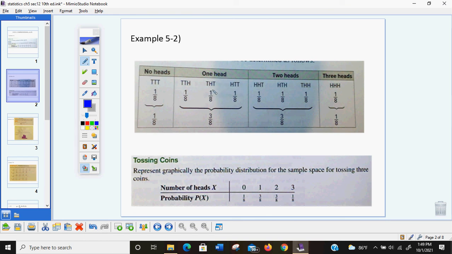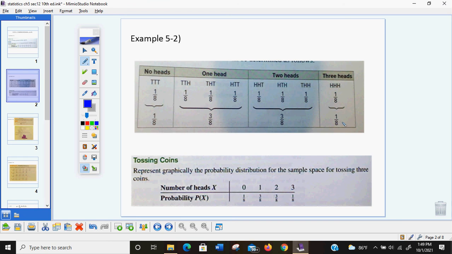That happens 1/8, 1/8, and 1/8. So notice they added that to 3/8. 2 heads would be heads, heads, tails, or heads, tails, heads, or tails, heads, heads. Each probability is 1/8. The probability of 2 heads is 3 out of 8 when you add those together. And the probability of getting 3 heads is 1 out of 8.